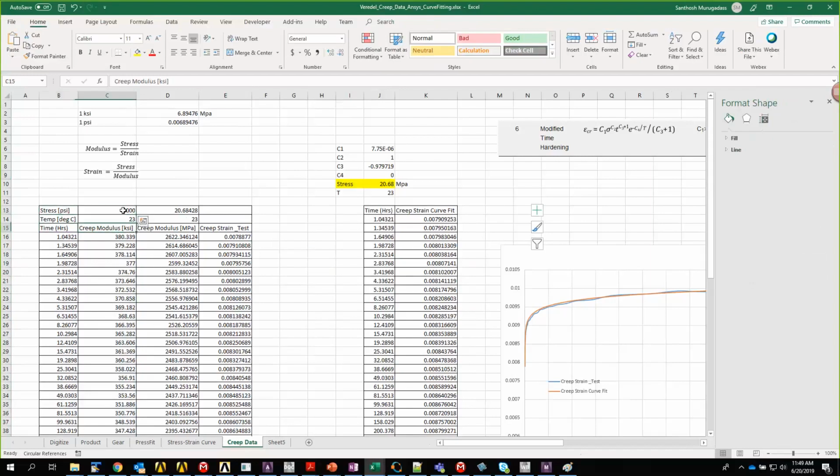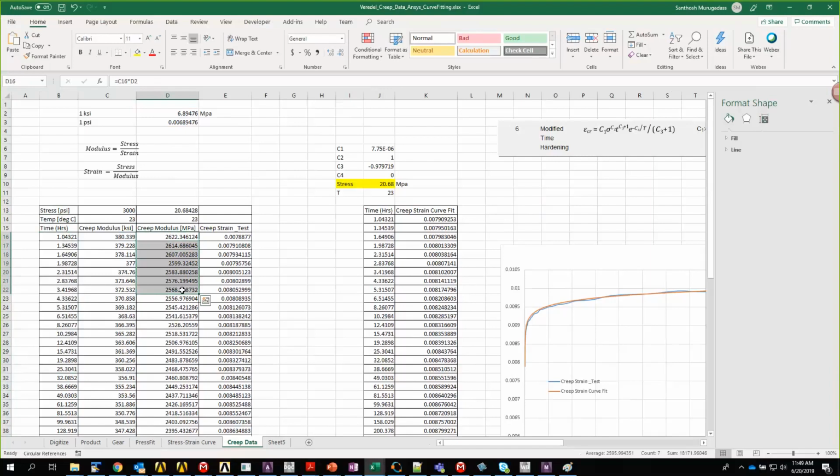Another point to notice is that this creep modulus is given under a stress of 3000 psi at a temperature of 23 degrees Celsius. Now we are dealing with the MPa unit system, so we need to convert the stress into MPa. Temperature remains the same, and the creep modulus is given in KSI. We need to convert this into MPa. Okay, so now we have, for different times, a creep modulus.